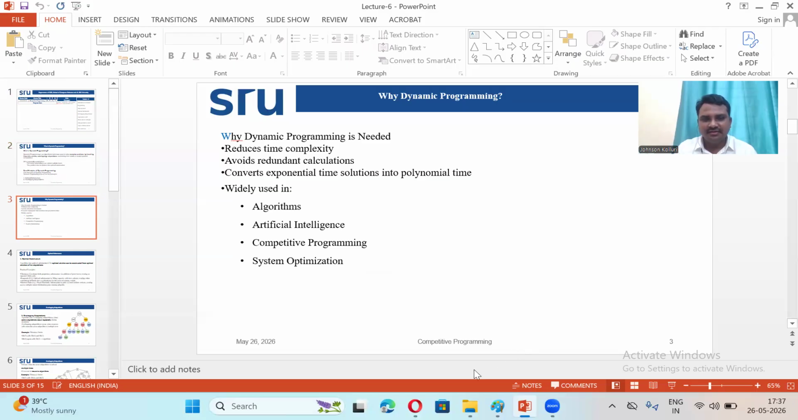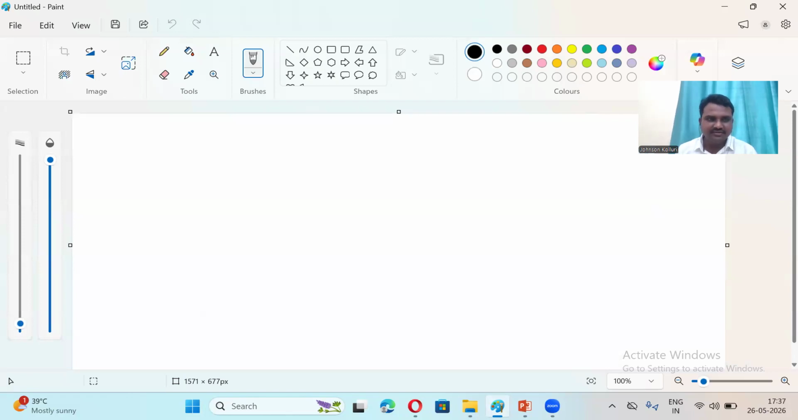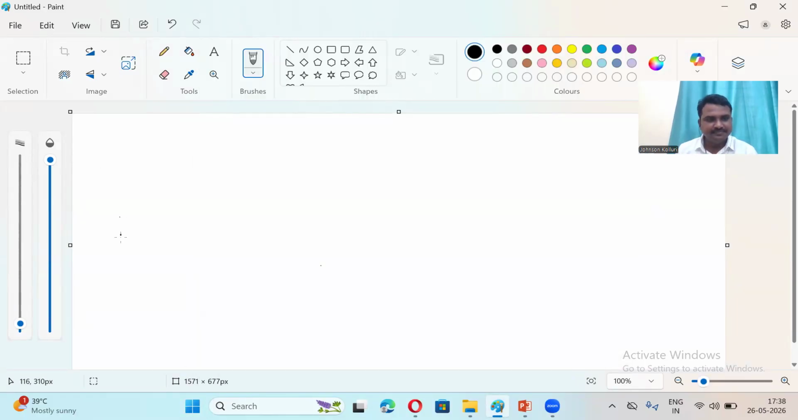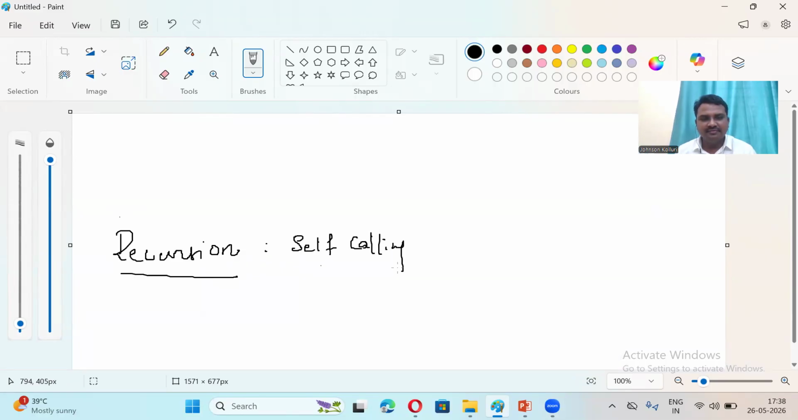Then here, when recursion occurs, what happens? The time complexity will be increased. If recursion is used, the time complexity will increase. In many problems we use recursion. Recursion means self-calling, calling itself again and again.